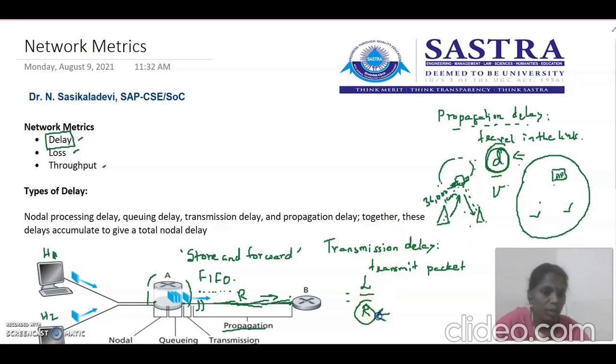So here also, if R is high, then the transmission delay will be low. If you take propagation delay, if the distance is high, then the propagation delay will be high. So this is the delay factor related to transmission, and the delay factor related to packet switching technique.